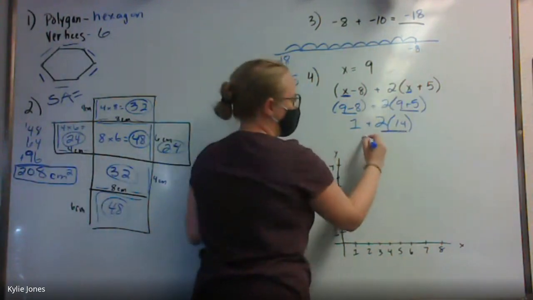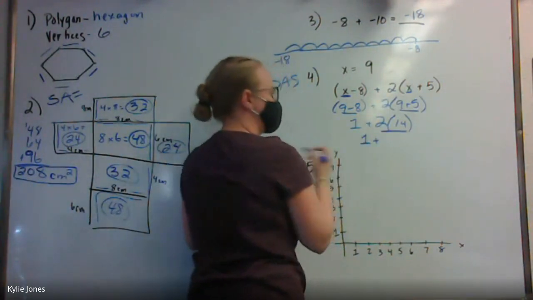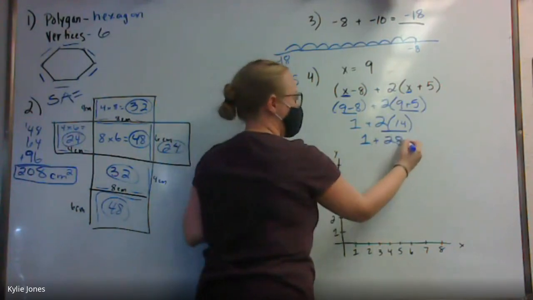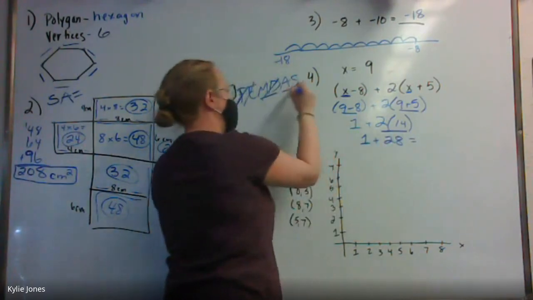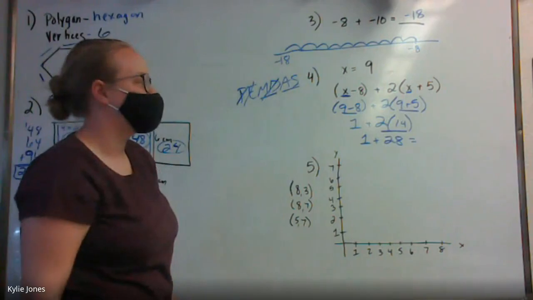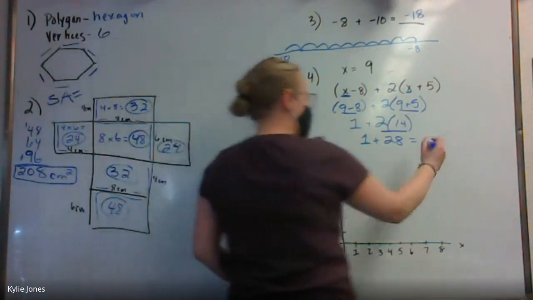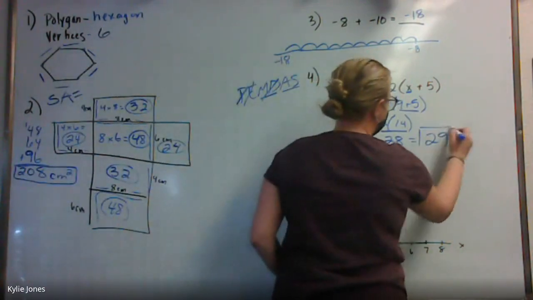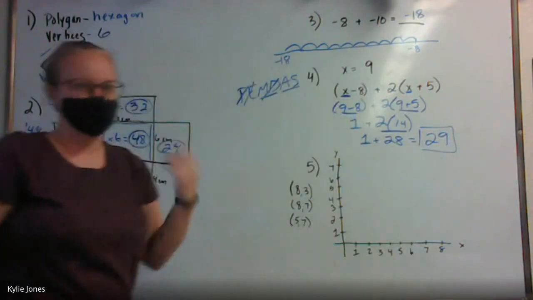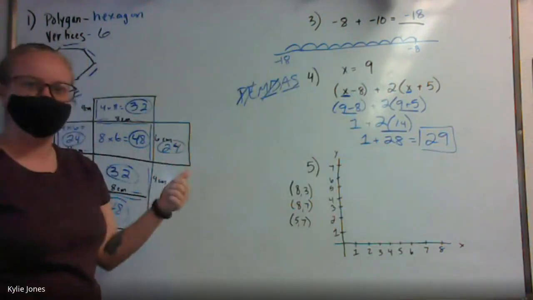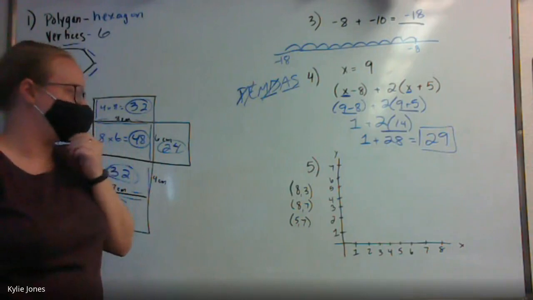2 times 14. What is 2 times 14? 28. And all we have left is addition. What is 1 plus 28? 29. There's our answer. When you plug in 9, you should get 29. How'd you guys do on that one? Good. All right. Last one.